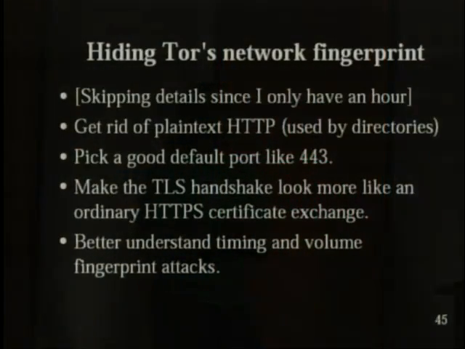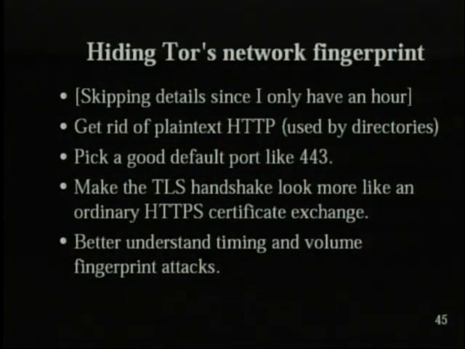Okay, so another big thing that we have to fix, and I'm going to skip over this for the most part, is hiding Tor's network fingerprint. Right now, if you watch what happens in a TCP dump when you do a Tor handshake, you will find the string Tor in the handshake because we try to be polite and follow the RFCs and specify what sort of certificates we're going to provide. Maybe that was a really bad idea with respect to making Tor hard to filter. But that's one of the big things that we need to fix.